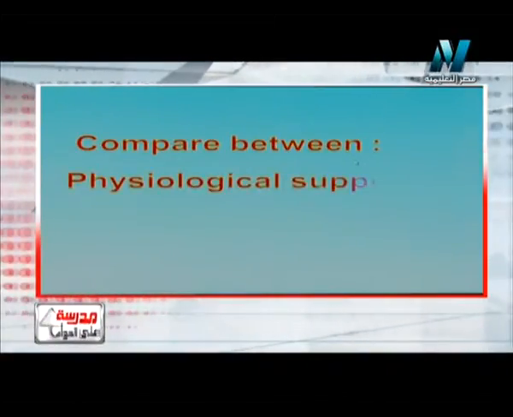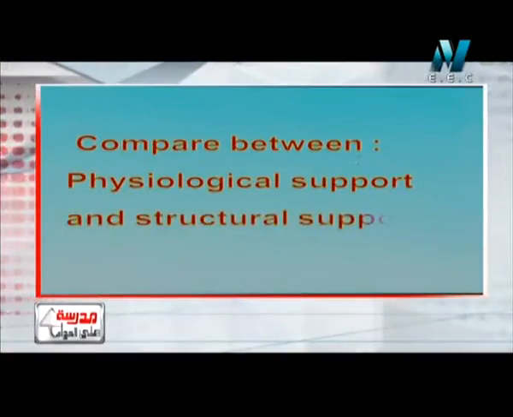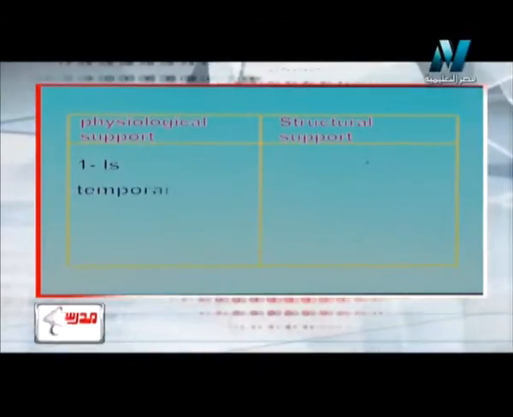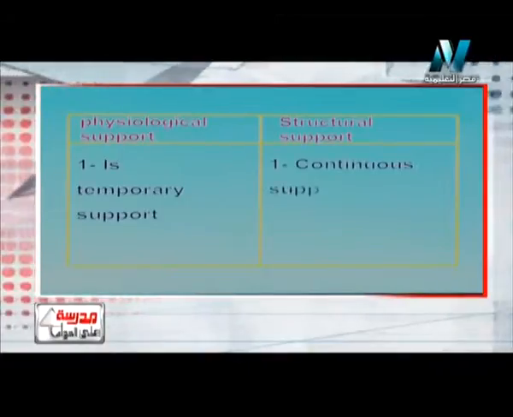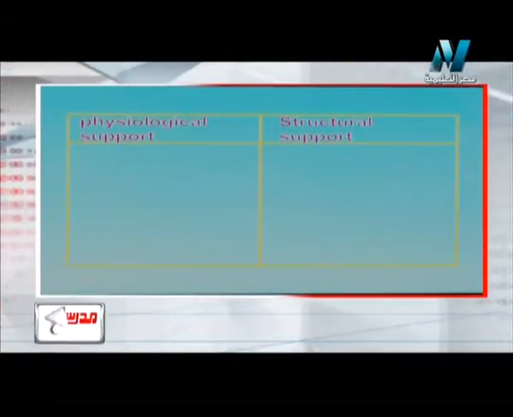Here we have a comparison between physiological support and structural support. Number 1, physiological support is temporary, but structural support is permanent or continuous. What is meant by permanent or temporary? The physiological support is temporary because it depends on the water. If the water is present, the plant becomes turgid. If the water is absent, the plant wilts.